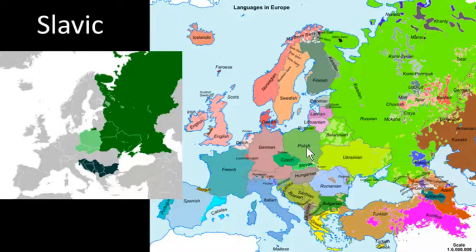Key to also, and I'll talk about this more a little bit later with Poland, is they're Roman Catholic, which also makes it a little bit different than the rest of the Slavic countries, especially those there in the dark green. Now let's go to the dark green Slavic countries.